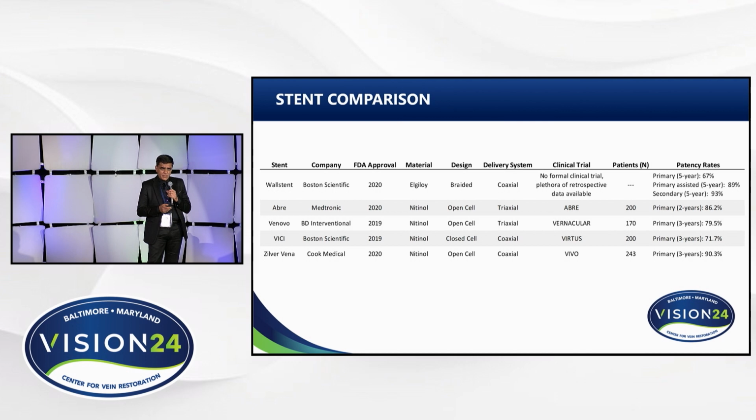Abre stents are marketed by Medtronic and got approval in 2020. Again, nitinol stents, open cell design, 200 patients, with a primary patency rate of 86.2%. The Zilver Vena is marketed by Cook Medical, approved in 2020, again nitinol open cell, with 243 patients and a primary patency at 3 years of 90.3%. So keep in mind that these are all-comers. Basically, these trials included both post-thrombotic and non-thrombotic patients.